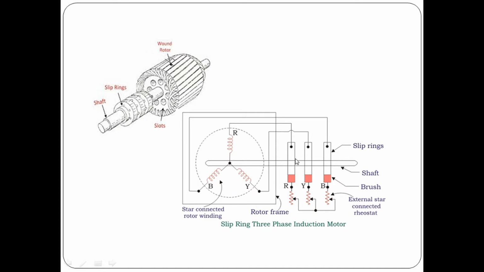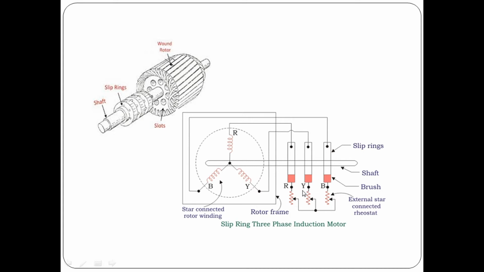They are connected to the slip rings, 3 slip rings with respect to the 3 phases R, Y, B. The R phase is connected to the R phase slip ring, the Y phase to the Y phase slip ring, and the B phase to the B phase slip ring. This is the shaft where the rotors are mounted. Here the brushes are there.